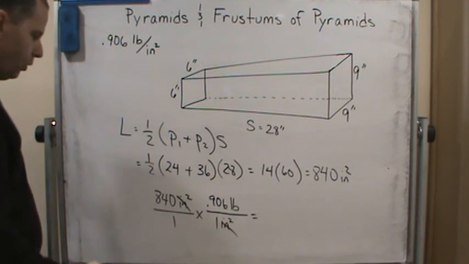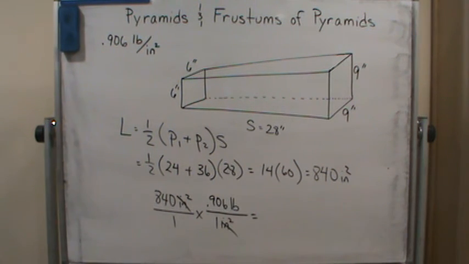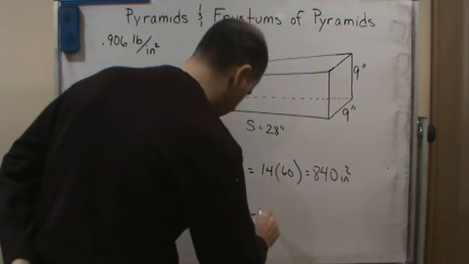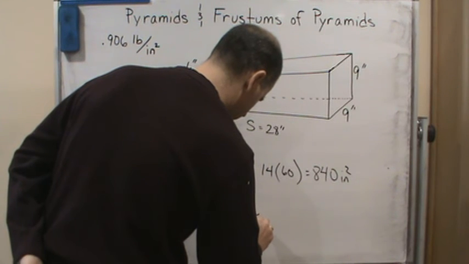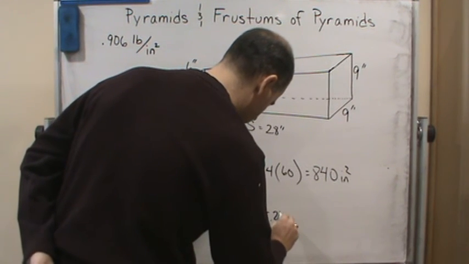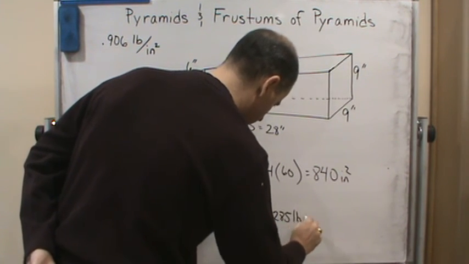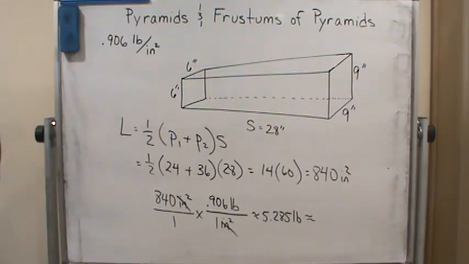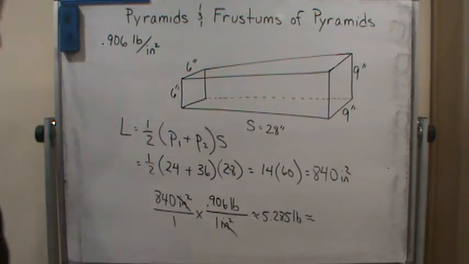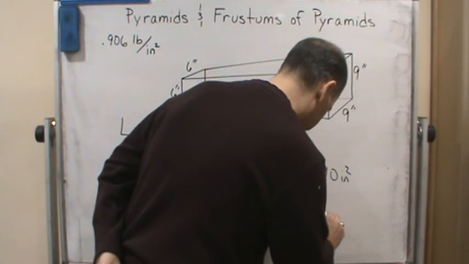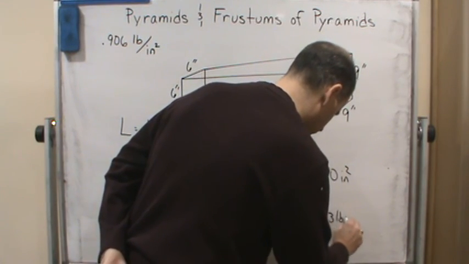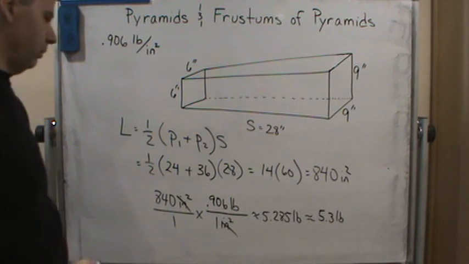And so what's 0.906 times 840? And we're going to get approximately 5.285. Okay, which if we round to 5.3. Okay, 5.3 pounds.